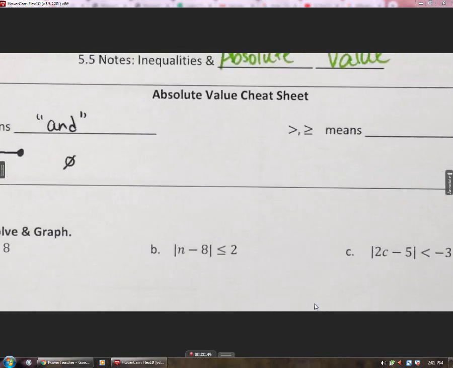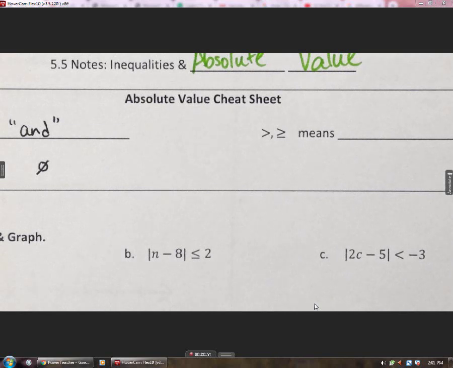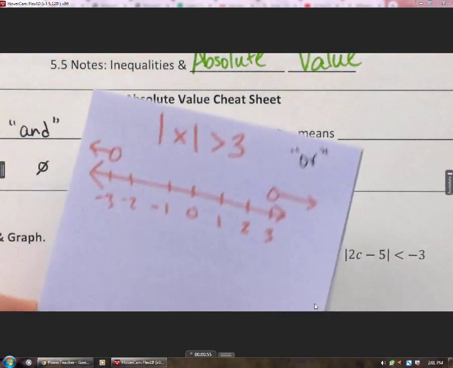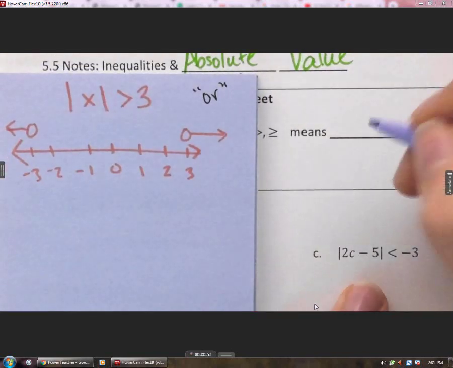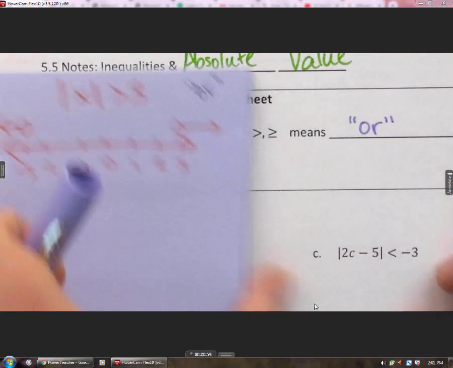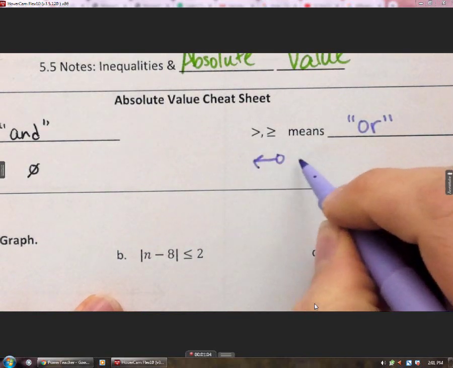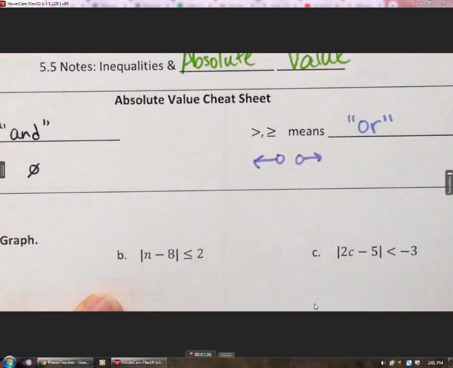The greater than symbols mean "or." So usually they look something kind of like this. Technically it could just be one arrow, or it could be all real numbers.